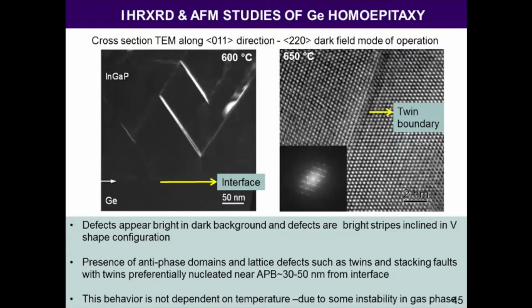And the other thing is that in germanium and silicon, the problem is with antiphase domains. So there is the presence of antiphase domains and lattice defects such as twins and stacking faults. Indium phosphide and gallium phosphide have very low stacking fault energy, so the stacking faults and defects also come into the picture in terms of twin boundaries. These twins preferentially get nucleated near the APB, that is, antiphase domain boundaries, 30 to 50 nanometers from the interface, which can be clearly studied using HRTEM. The distance can also be calculated.